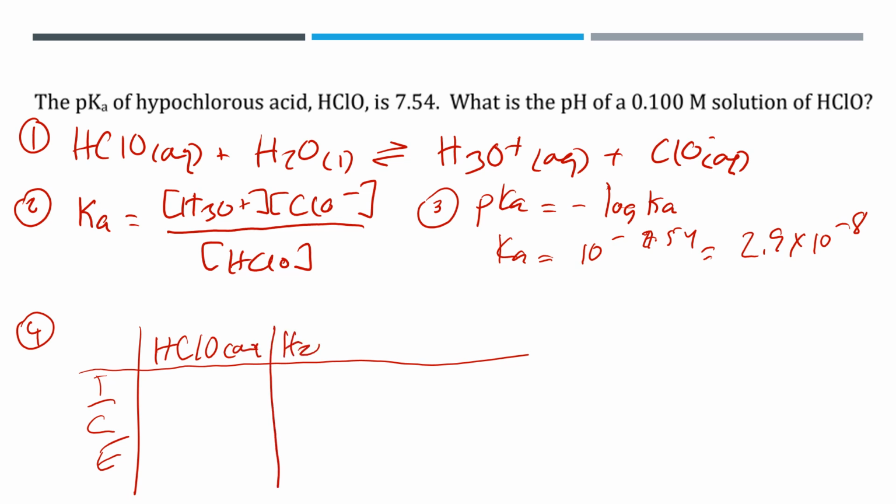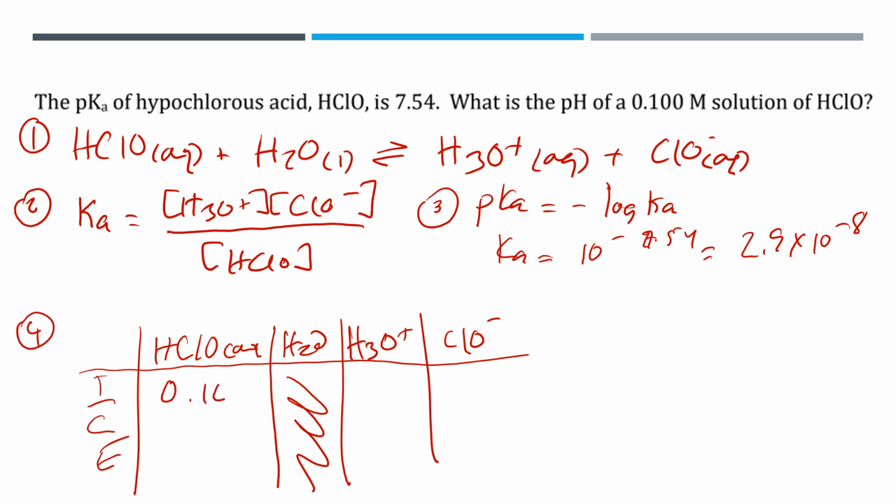Water doesn't do anything. So we have hydronium ion plus ClO minus. We have 0.100. We're going to assume that our hydronium and hypochlorite ions are 0 like before. They all decrease or increase by x because they're all in a 1 to 1 to 1 ratio. So minus x, plus x, plus x: 0.100 minus x, x, and x. So again, this is all like before.